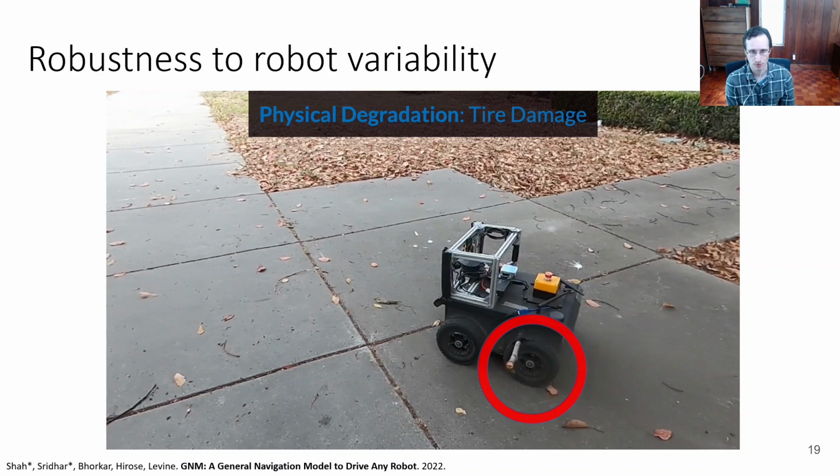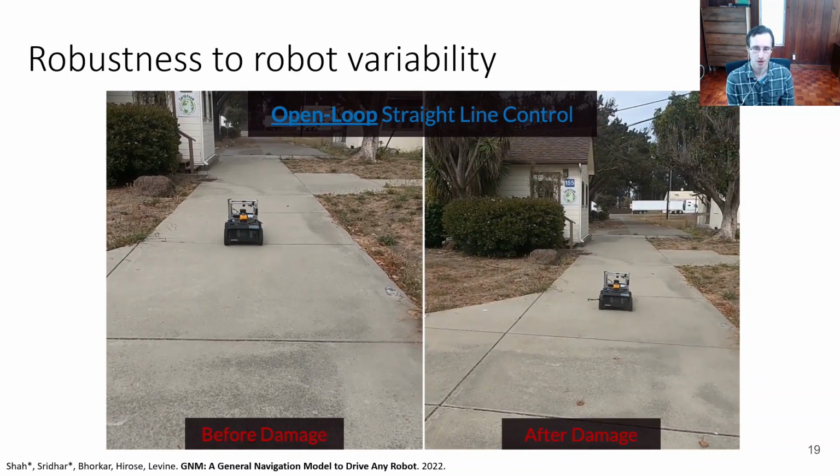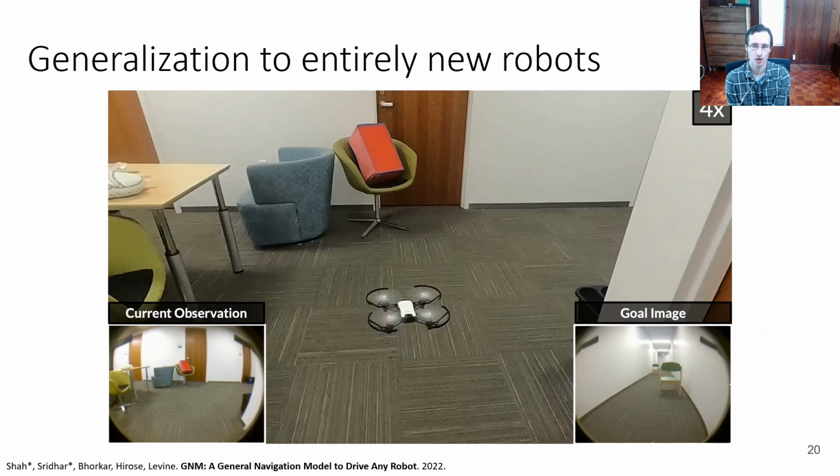By training on many different robots, it can generalize to settings where maybe one of the robots was modified. So here we took a robot that was in the training data, the Jackal robot, and we put a stick in the tire to simulate tire damage. Now, in this case, the tire damage really does change the dynamics of the robot. If we use a single robot model and just tell it to drive the robot straight, after the damage, the robot veers off to the side. So it's very hard to control it after this damage.